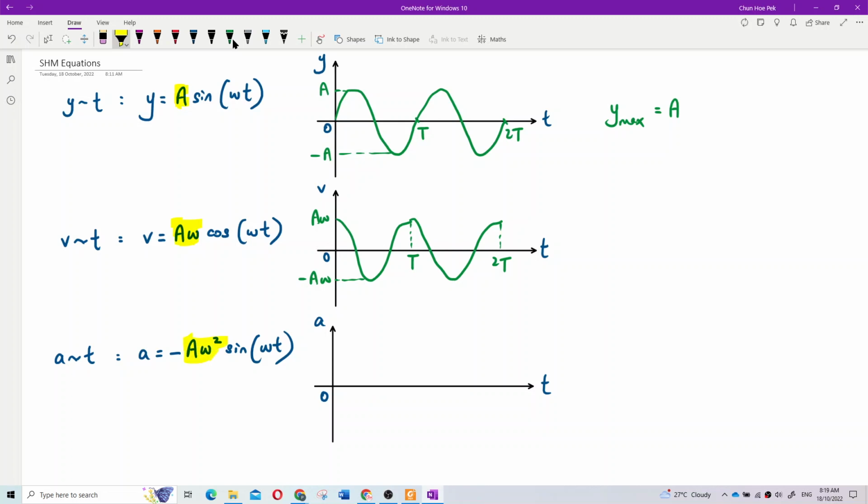Okay. Maximum value. And then this is a cosine graph. So the V maximum is A omega. Okay, and then the following is a negative sine equation. Negative sine is the invert of this sine graph. Yeah, make it invert. So it becomes like this.